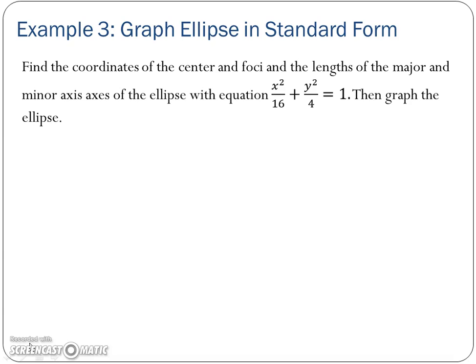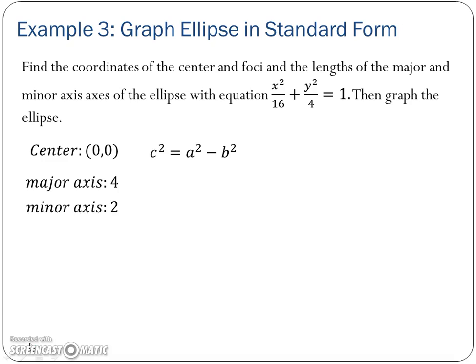So let's look at an example of this. We're going to graph an equation in standard form. We have x squared over 16 plus y squared over 4 equals 1. Then we're going to graph the ellipse. So c squared equals a squared minus b squared. A is the square root of 16, which is 4. B is the square root of 4, which is 2. The center is 0, 0.